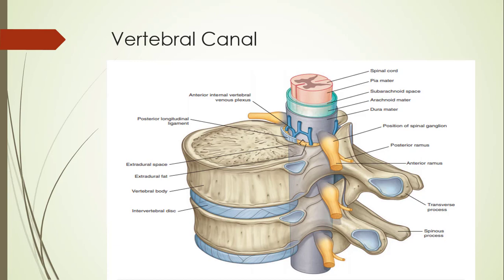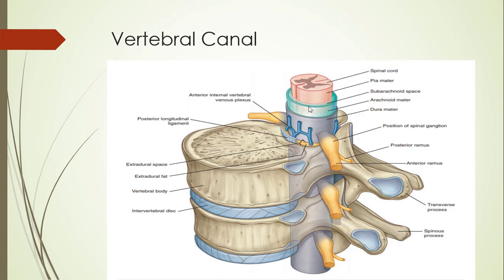The anterior wall is formed by the vertebral bodies, intervertebral disc, and associated ligaments. The lateral walls are formed by the vertebral arches and ligaments, and the vertebral canal contains the spinal cord and its meninges, which are the pia mater, the innermost membrane. It's intimately associated with the surface of the spinal cord.